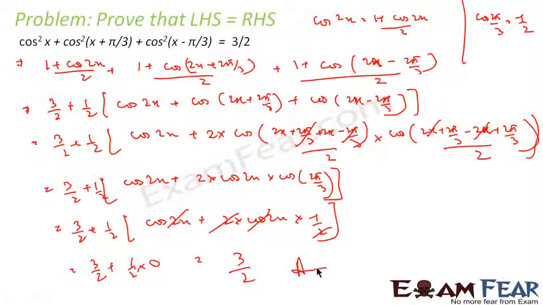And we have proved LHS is equal to RHS. What we have done here is we have converted cos square into 1 plus cos 2x, and then we have solved the equation to get the answer.